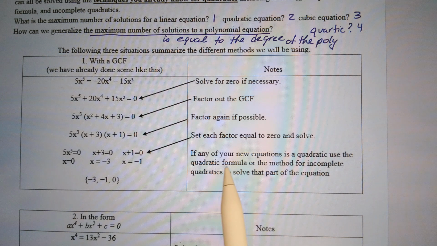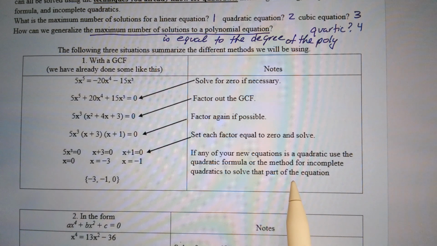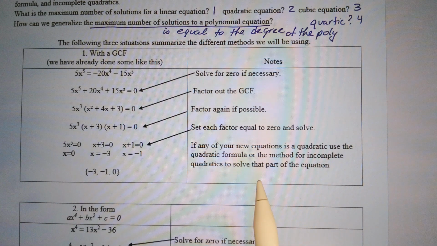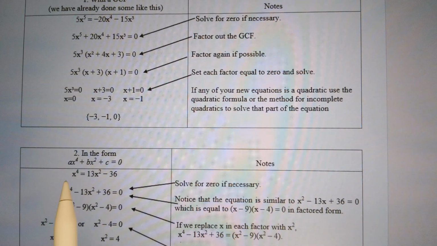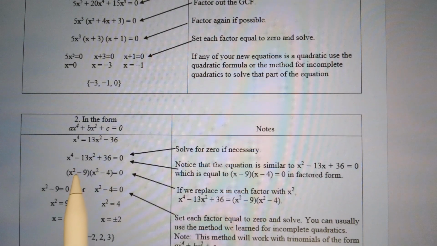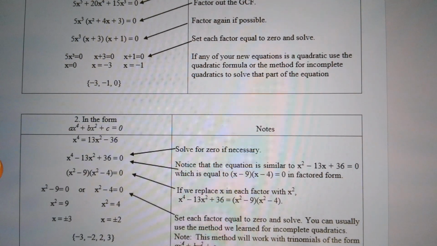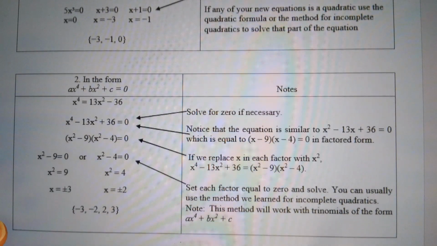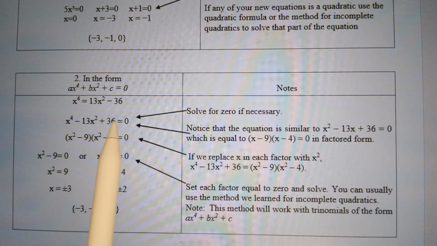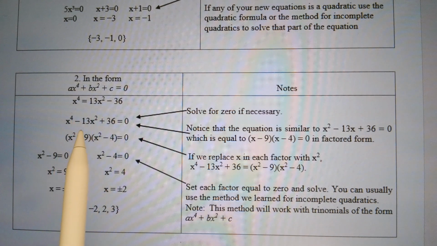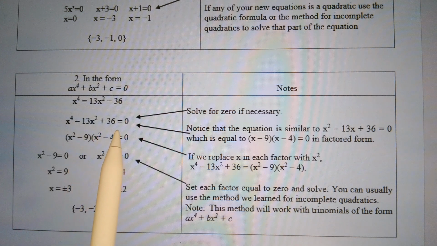Remember, if any of your new equations is a quadratic, you can use the quadratic formula or complete the square. Second, equations of the form ax to the fourth plus bx squared plus c equals 0. Okay, so this is fairly new to us, but let's take this example here. Putting it in standard form, x to the fourth minus 13x squared plus 36 equals 0.